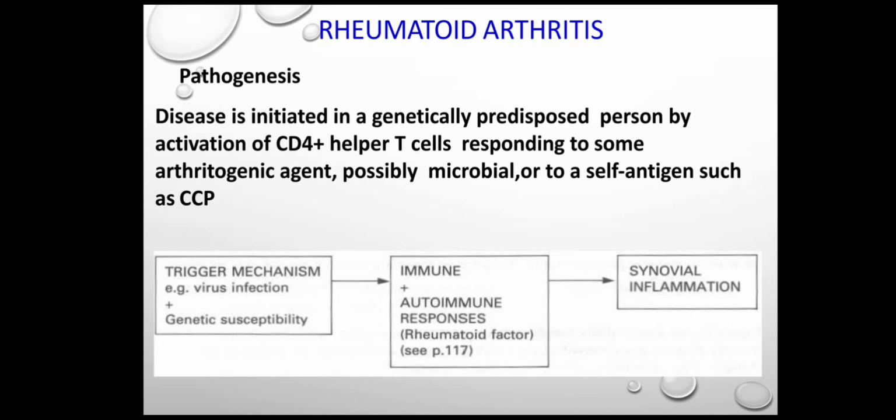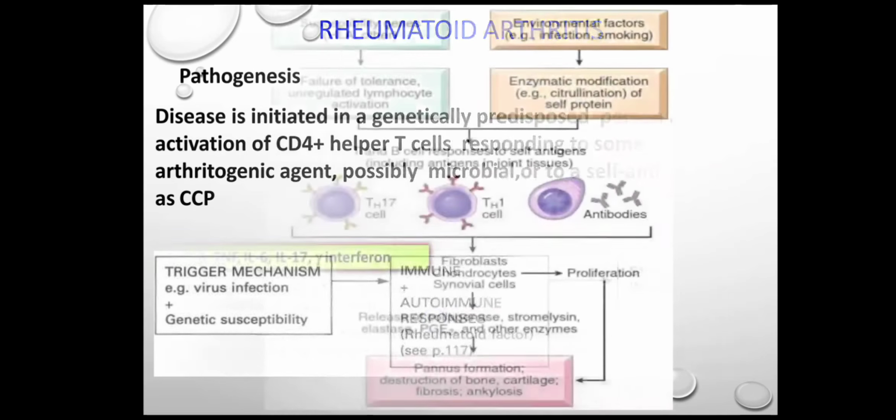The disease is initiated in a genetically predisposed person by activation of CD4 helper T cells responding to an arthritogenic agent, possibly microbial, or to a self antigen such as cyclic citrullinated peptide. So either genetic or environmental factors like infection will elicit an autoimmune response. Rheumatoid factor can be seen. Antigen antibody complexes will be deposited in the joint cavity or the synovium, leading to synovial inflammation.